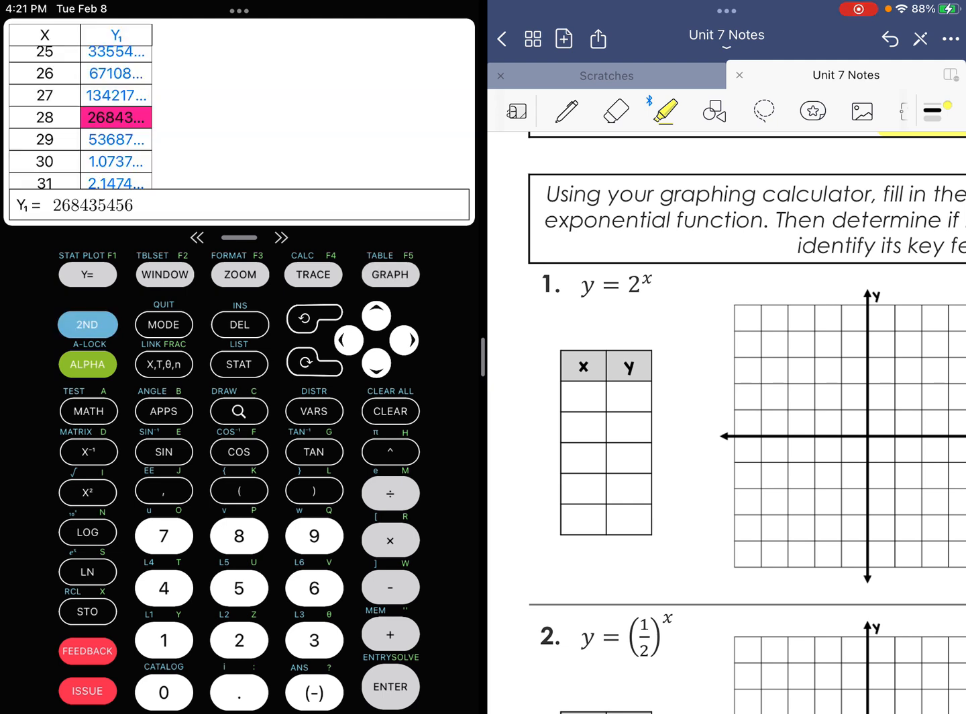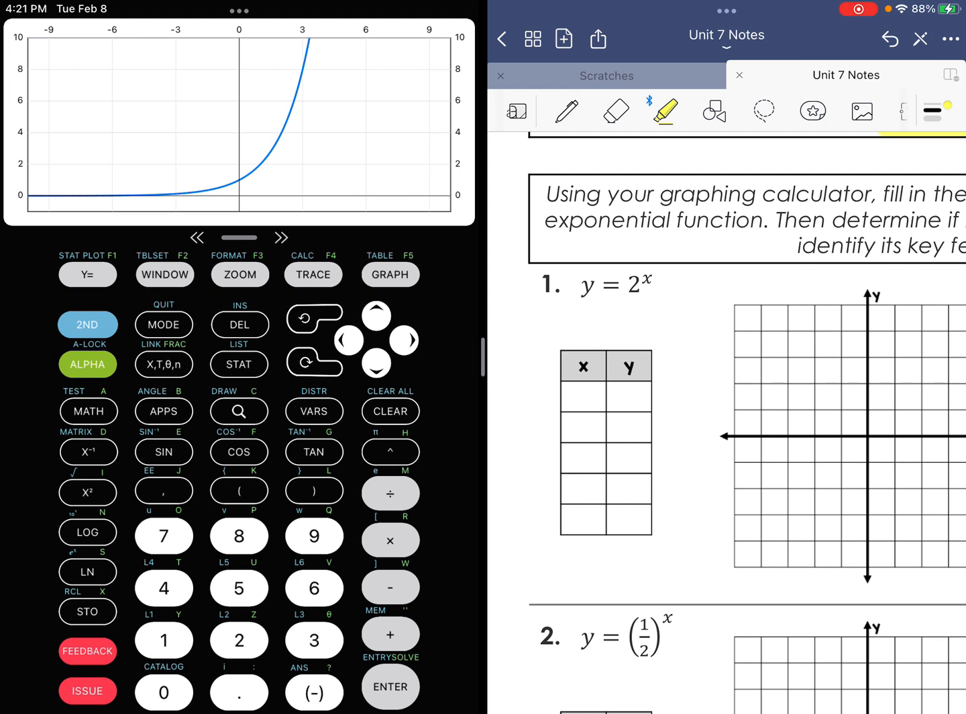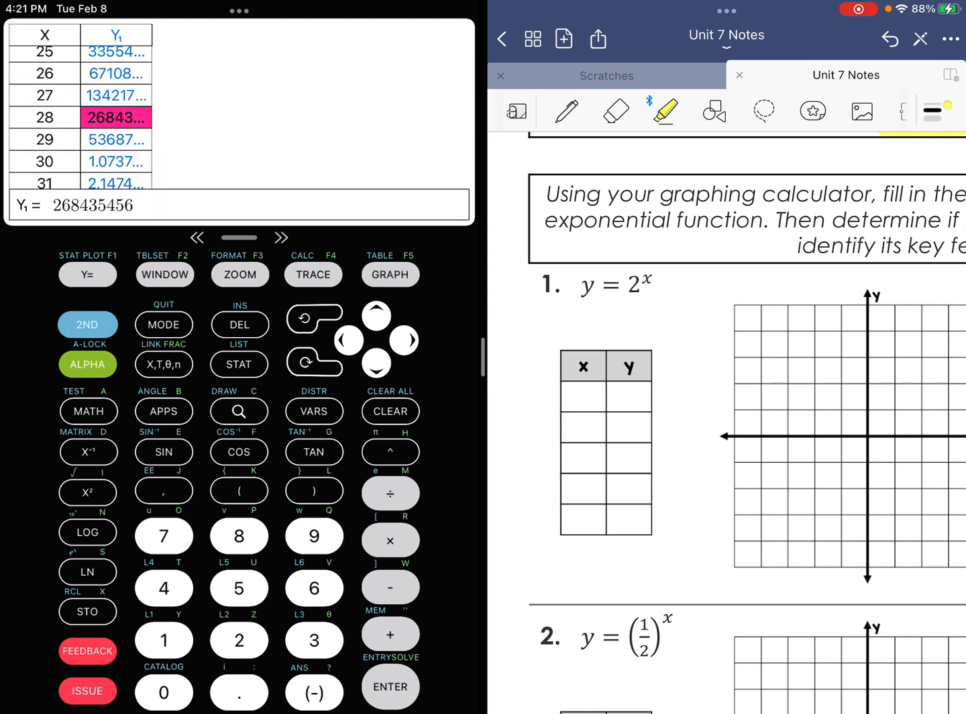So if we go and look at the table, think about the graph as the numbers go more and more positive, the y values also are going more and more positive. So if we look at this table, as we get into these bigger and bigger numbers, these numbers are getting huge. Like this one that's highlighted, when x is 28, y is over 200 million. So these numbers get big really, really fast. They also get really, really small.